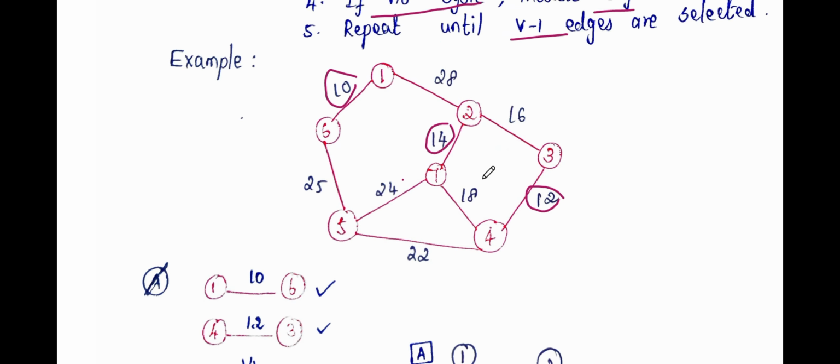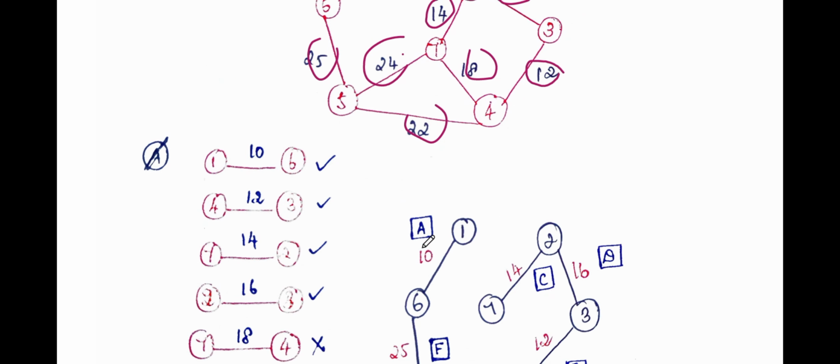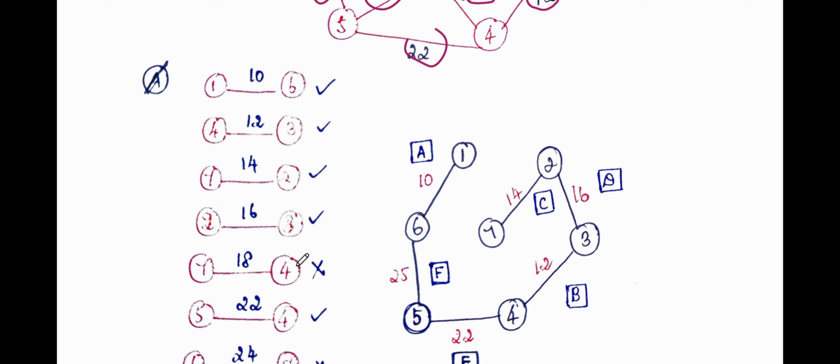Next, that is 18, then 22, then 24. After 14, 16 is there, right? After 16, then 18, then 22, then 24, then 25, then 28. So the first step is sort all the edges based on the weight. Clear? Based on the weight.